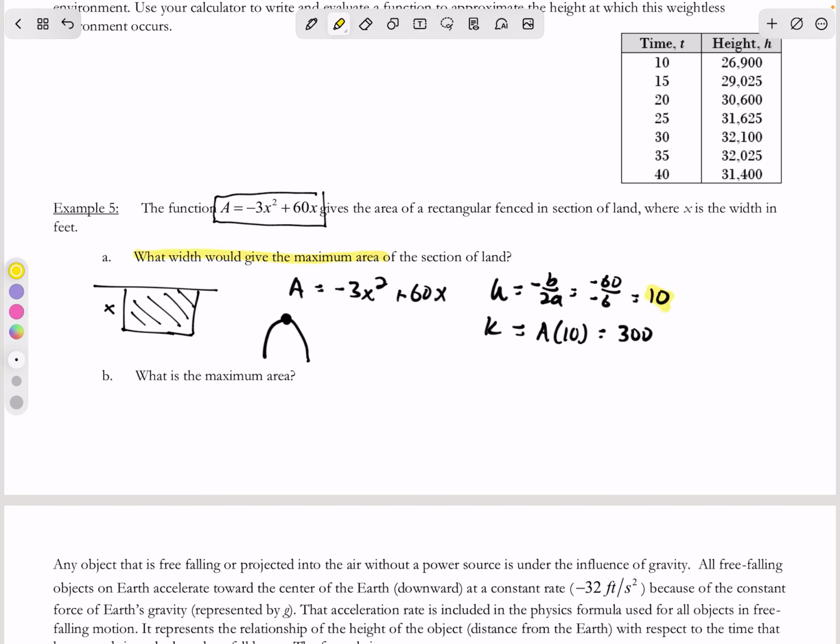10. When the width is 10, this area is maximized. Oh, and what is that maximum area? When I plugged it into the area formula, I got 300. So that's both. And I should put proper labels on those: 10 feet and 300 feet squared.